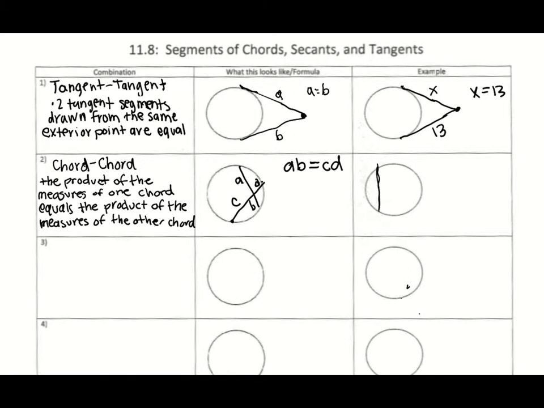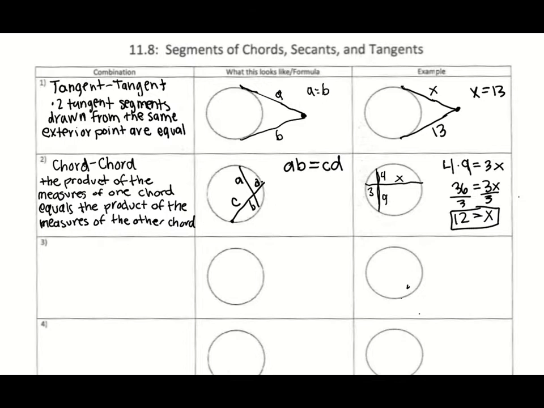So then if we look at an example, we have a chord here and a chord here. So it's 4, 9, 3, and x. We can use this formula to figure out what x is. So we have 4 times 9 on one chord, and that is equal to the product of the other two numbers on our other chord, which is 3 times x. 4 times 9 is 36. Divide both sides by 3, and we get our x value equals 12.